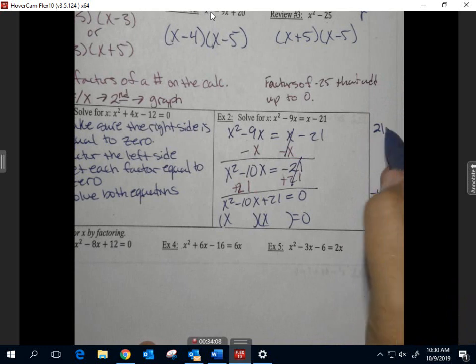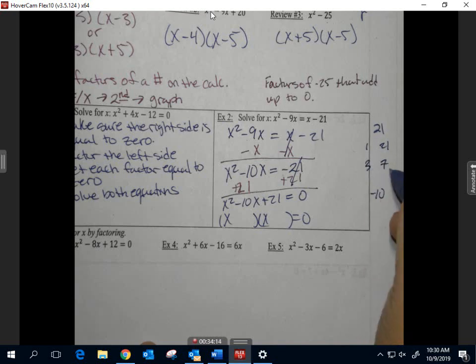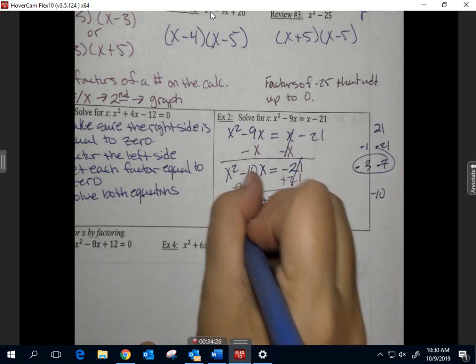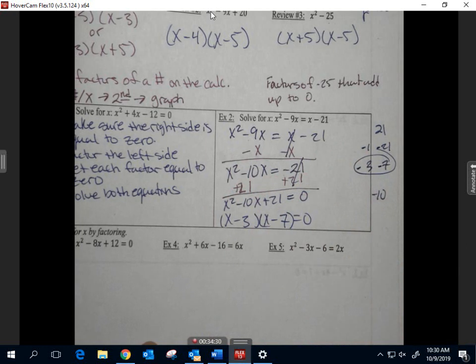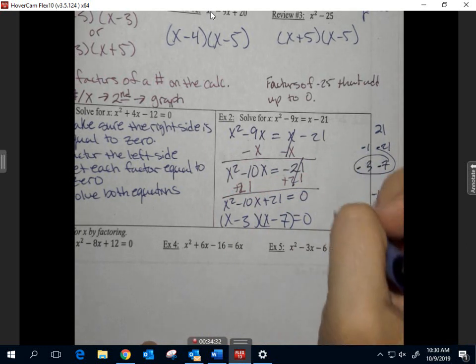Factors of 21 are 1 and 21, 3 and 7, and that's it. Because they have to add up to a negative but multiply to a positive, they're all going to be negatives. So we're going to use the 3 and 7. Negative 3, negative 7. So the answer will be 3 and 7 positive.